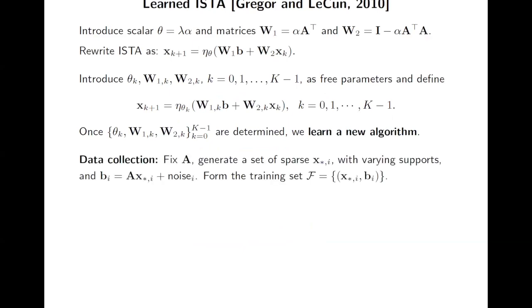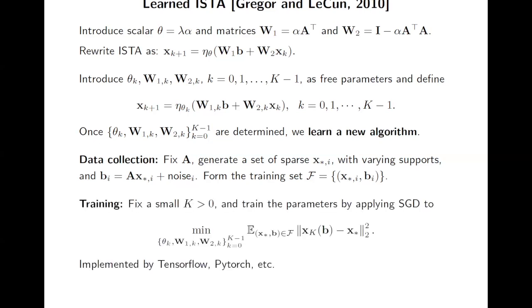Okay, what you do for their data collection is first assume a fixed A, and then generate a set of sparse vectors, X star, and then calculate B accordingly, and then form the X and B as the training set. Since A is fixed, B can uniquely describe a problem instance, so B is a problem and X star is a solution. So we just treat the X star and B pairs as the training set.